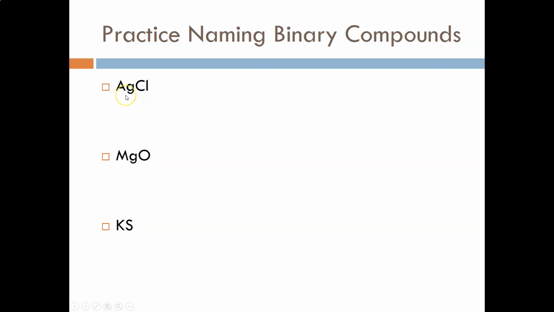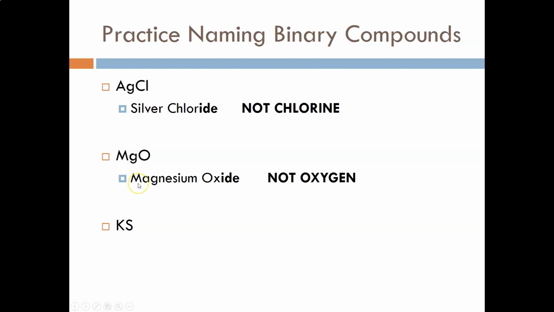So this first one is silver chloride, not chlorine, chloride. You try the next two. This is magnesium, and it's not oxygen, it's oxide. Magnesium oxide. The last one, potassium. It's not sulfur, it's potassium sulfide.